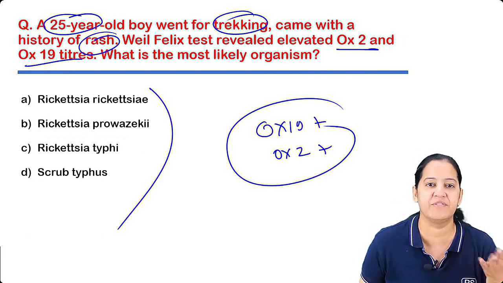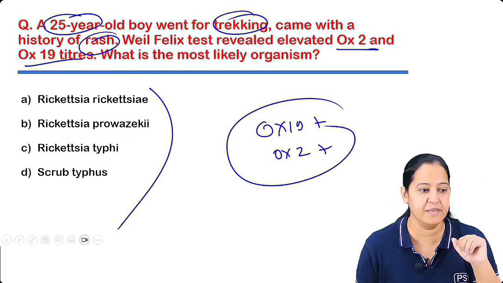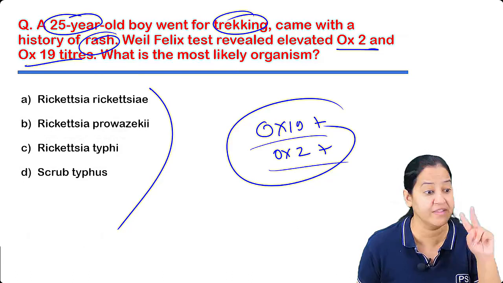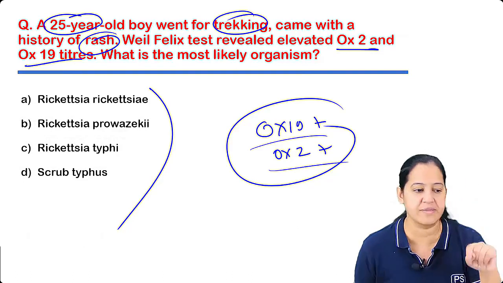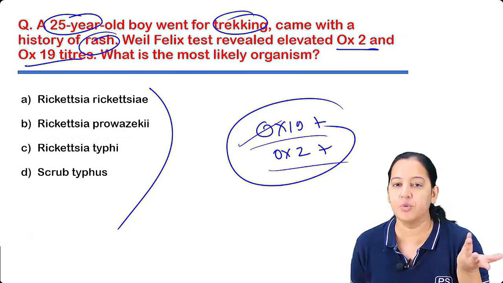OX19 and OX2 are positive in which and which? You tell me. I told you 6 now. Look at your table. Out of the 6, where are 19 and 2 positive? In the third and the fourth. Not the first, not the second. In the first and the second, only 19 is positive. In the third and the fourth. Who is the third and the fourth?